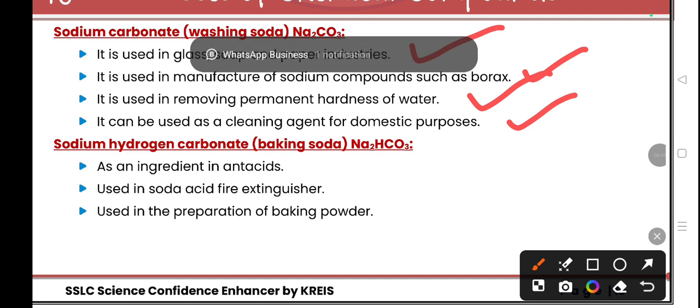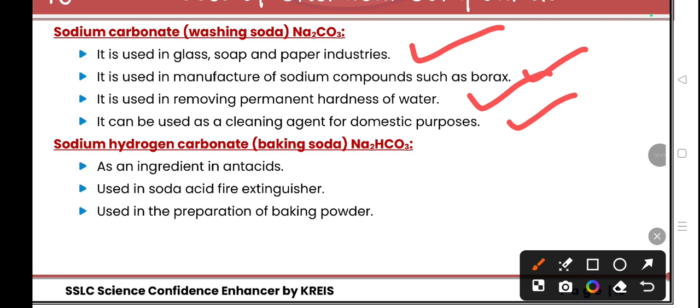Next one, sodium hydrogen carbonate. That's called baking soda and its formula is Na2HCO3. Then, as an ingredient in antacids, used in soda acid fire extinguisher, used in preparation of baking powder.